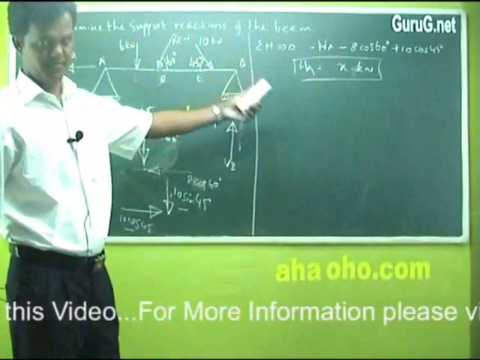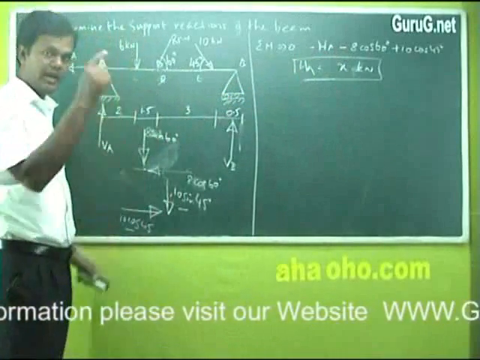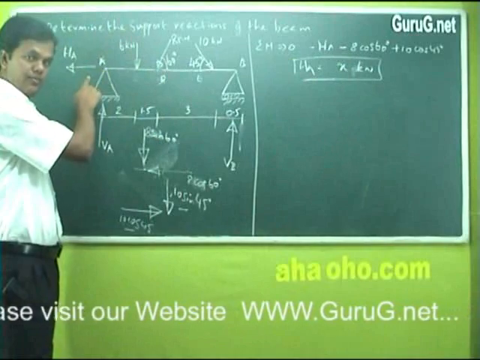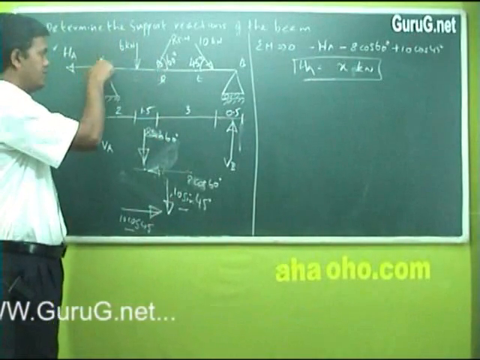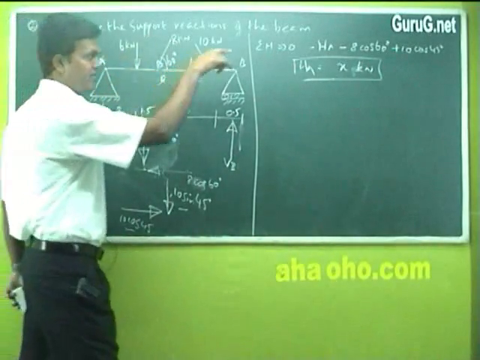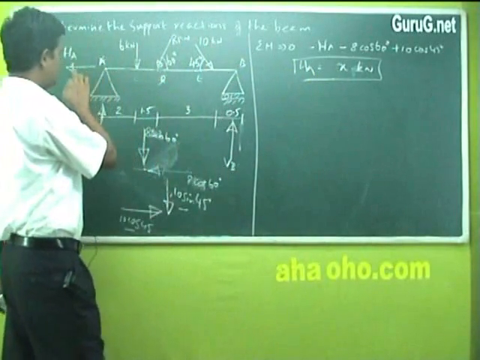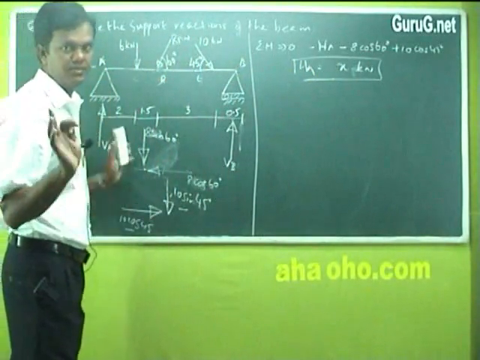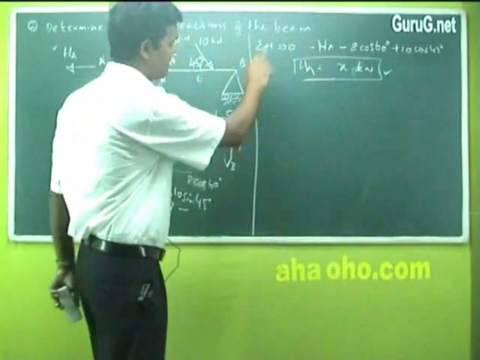If your HA value is positive, the assumed direction of HA, which acts outwards from the point of load, this point A, is correct. Suppose you get a negative value of HA here, what do you do? You should change the direction of this HA. That's the work. Now HA is over. Fine. Now sigma H is done.